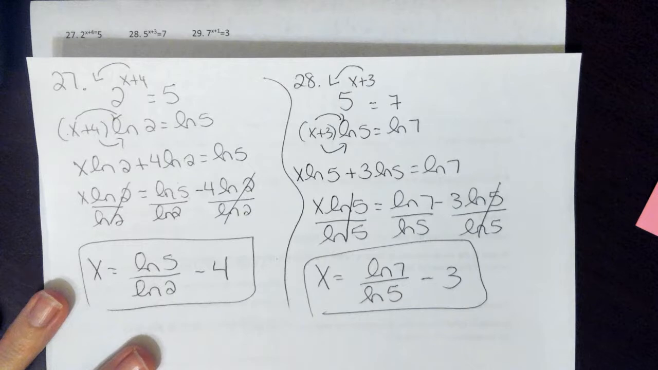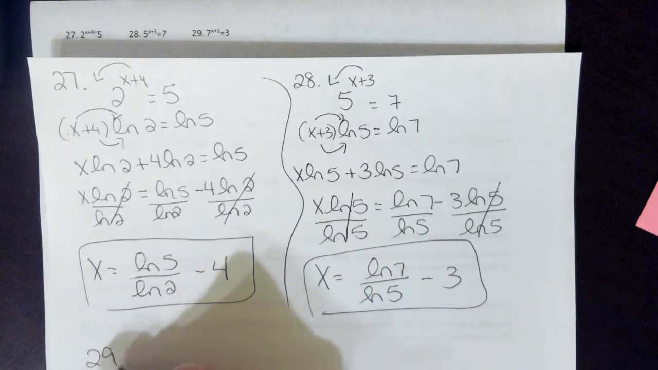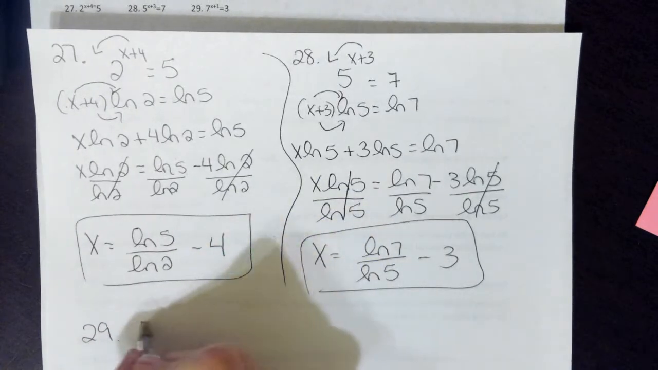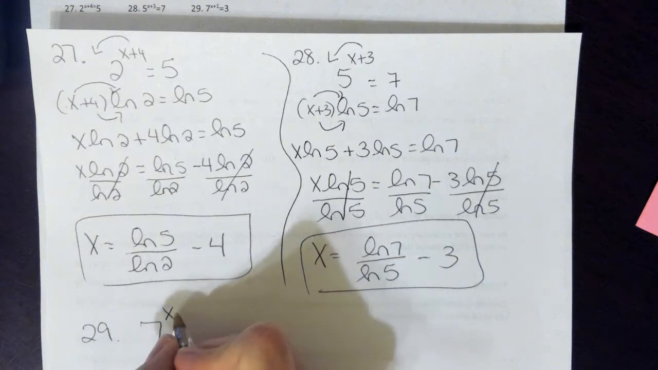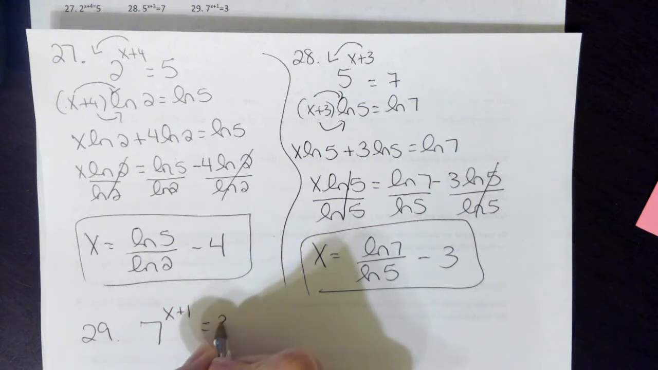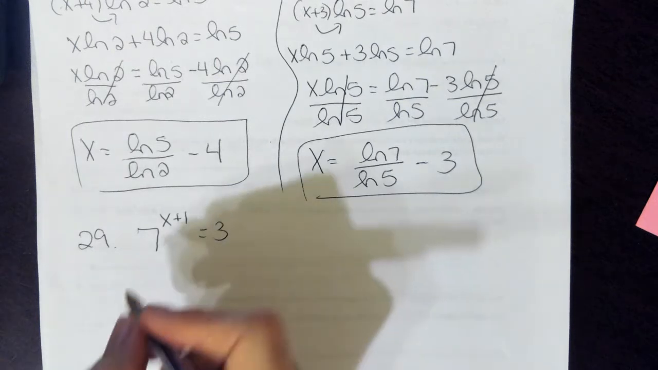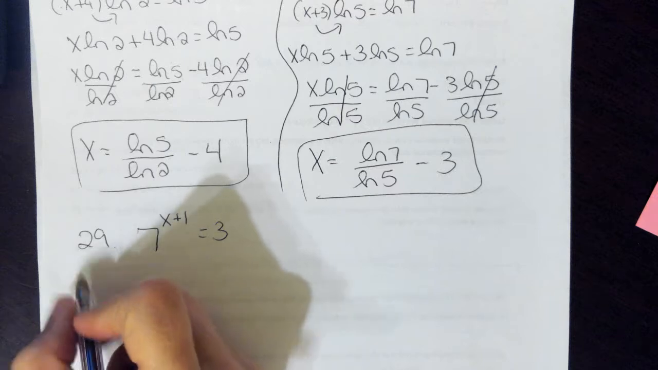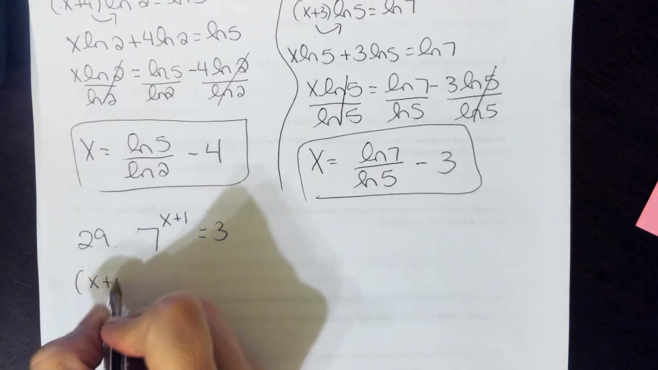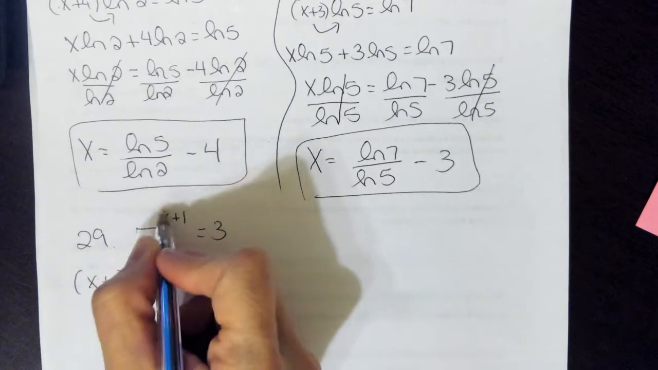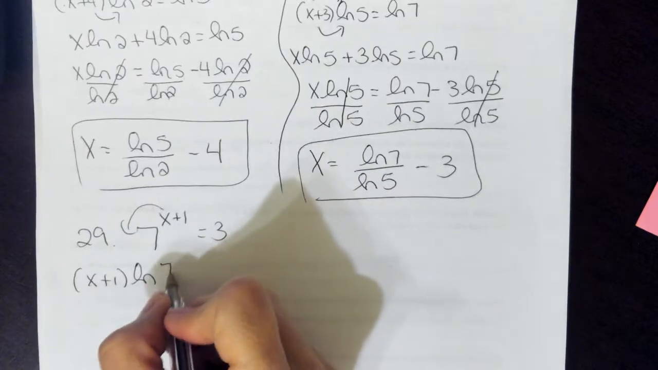Alright, last one of these, number 29, it says 7 to the x plus 1 equals 3. So this would probably be a great time to pause the video and try this one by yourself and then come back and check. So if you're coming back to check, hopefully, you've brought the exponent out front by taking the natural log of both sides.